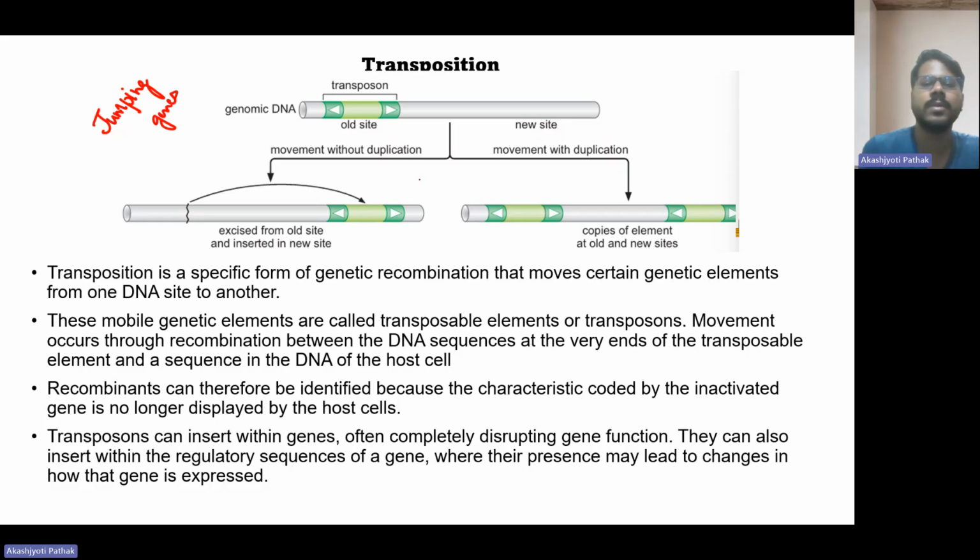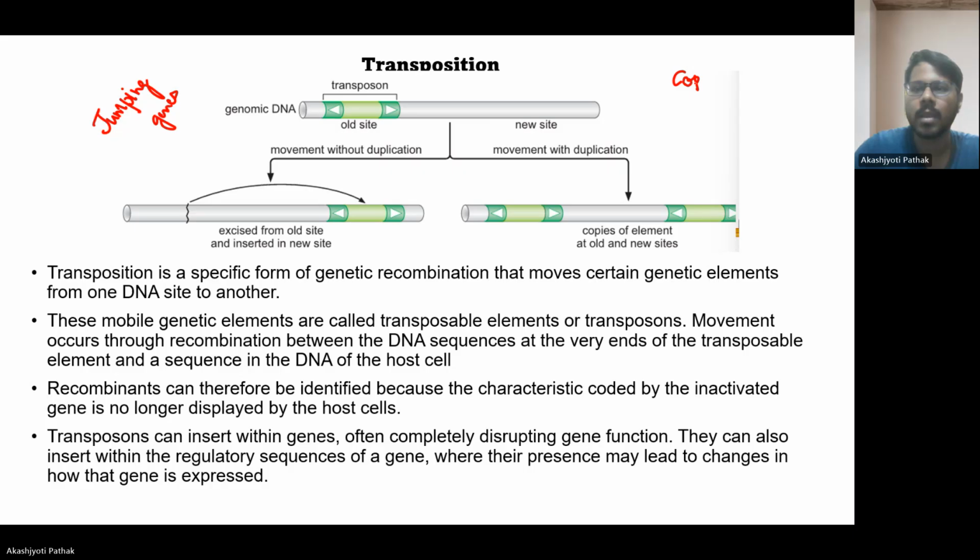So you see this figure over here. So this is a particular DNA sequence, this DNA region, which can jump from one side of the DNA to the other side of the DNA. This particular DNA sequence or DNA region are called transposons, and there are two ways by which these regions can move from one region to the other region. So one is the cut and paste mechanism, and another is the copy and paste mechanism.